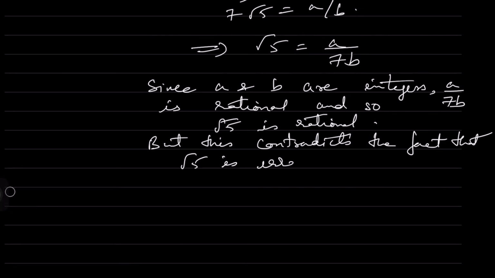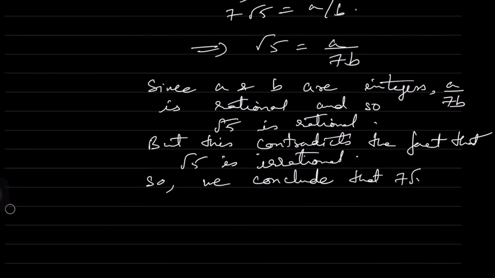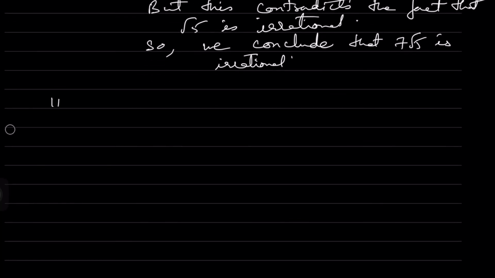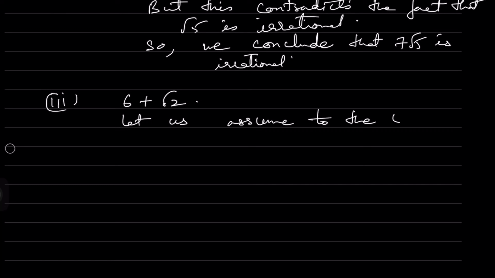Root 5 is irrational. So we can conclude that anything multiplied with root 5 is again an irrational number. So 7 root 5 is irrational. Then last we have 6 plus root 2. We have to prove that it's an irrational number. The addition of an irrational number with a rational number is always irrational. We'll prove that. So we are again assuming to the contrary that root 2 is rational.